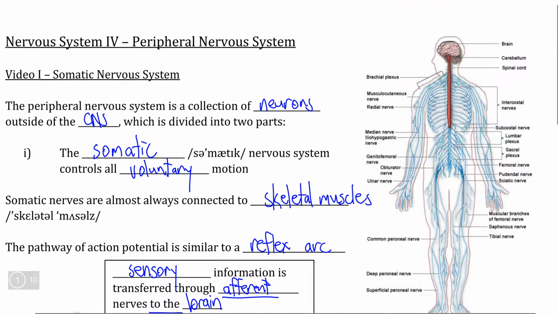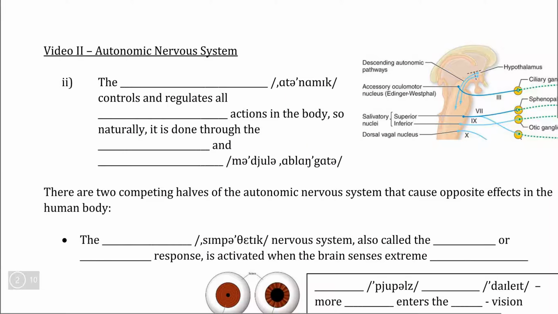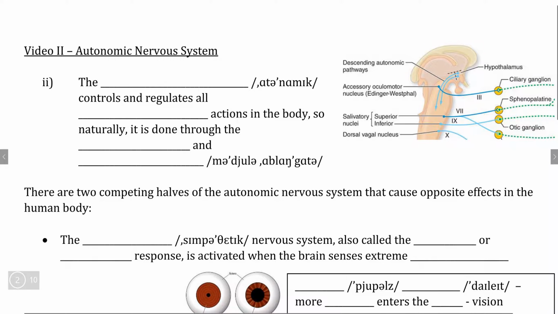In the next part of this series, we're going to look at the autonomic nervous system, which, unlike the somatic nervous system, regulates basically all involuntary actions within the body.